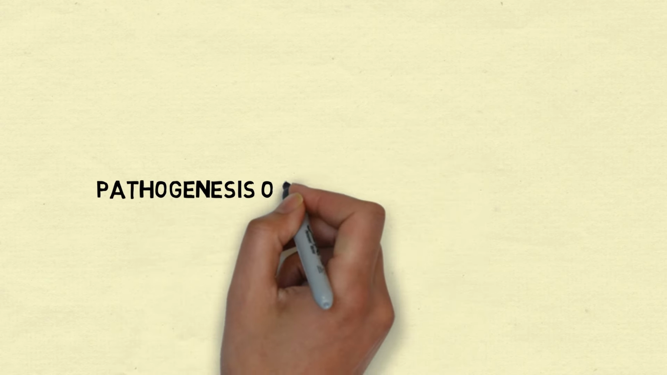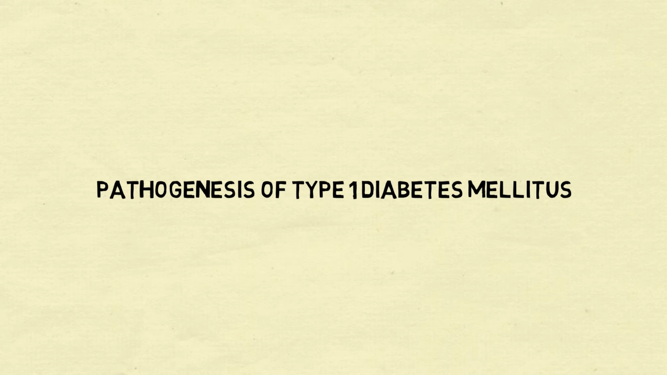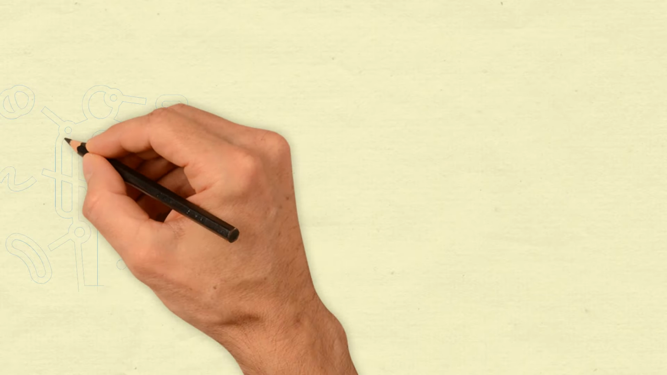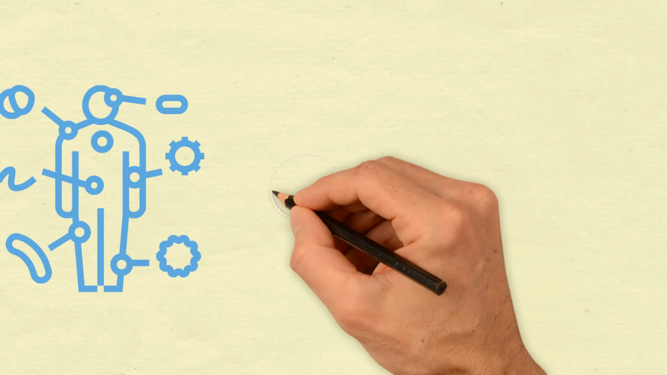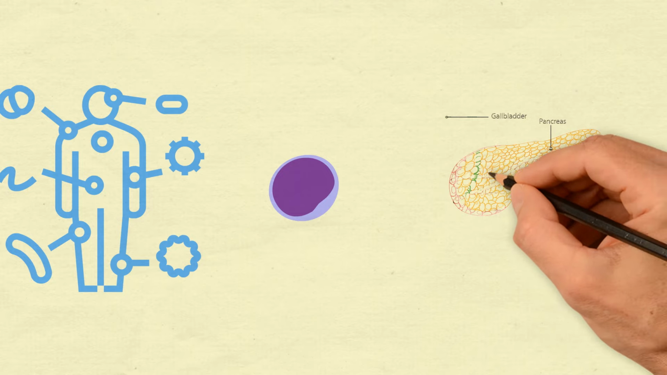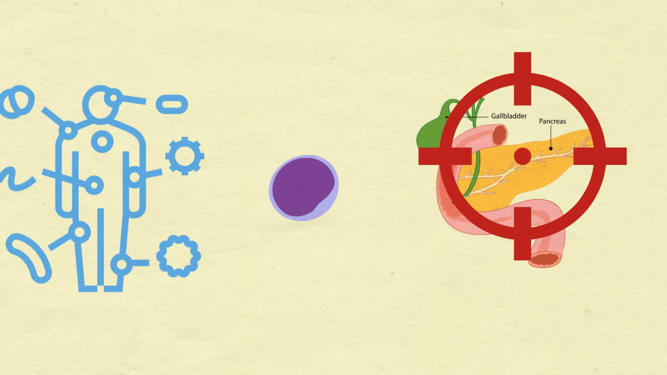Let's jump right into type 1 diabetes mellitus. Type 1 diabetes is an autoimmune condition. Here, the body's own immune system mistakenly targets and destroys specific cells in the pancreas, called beta cells. These cells are crucial because they produce insulin, the hormone that helps control blood sugar levels. And without them, the body can't manage blood sugar effectively.